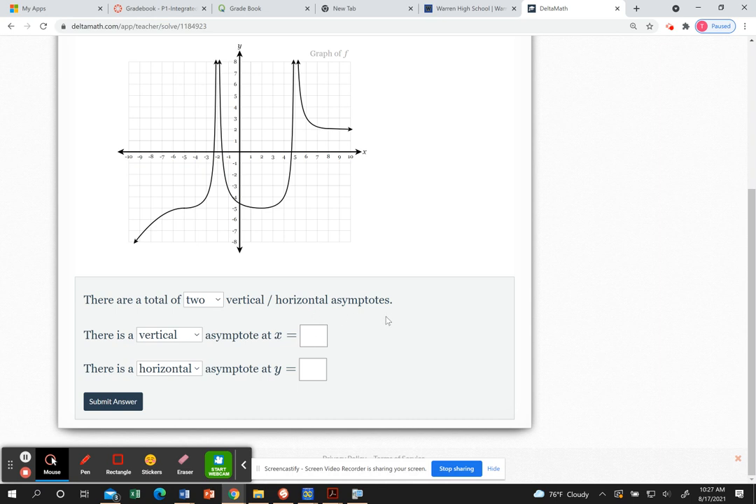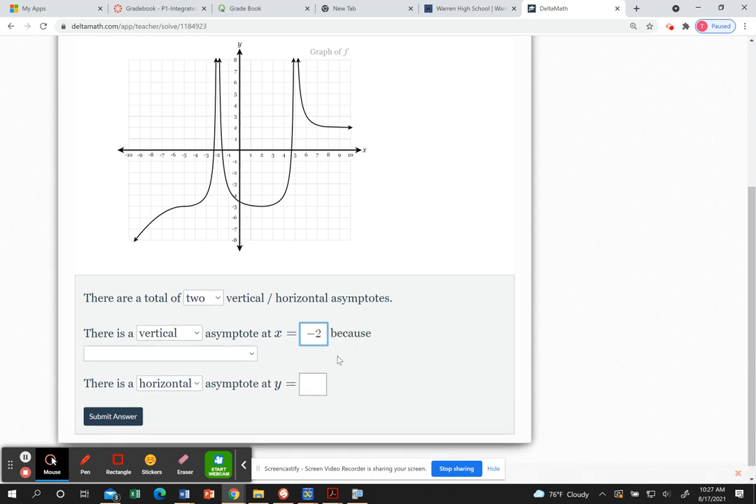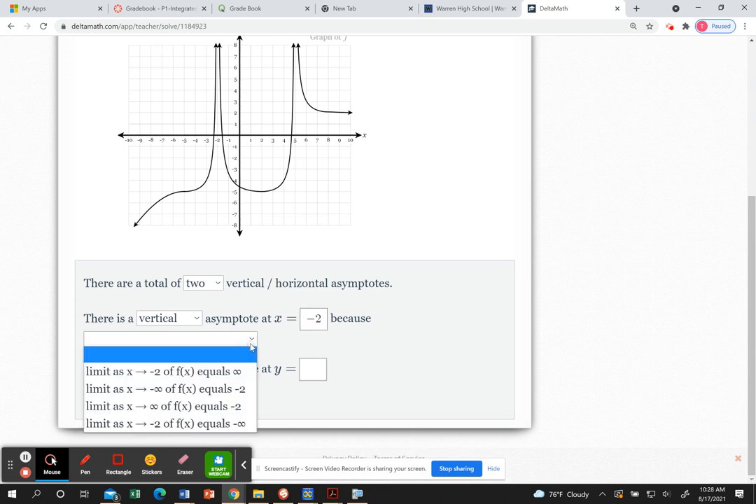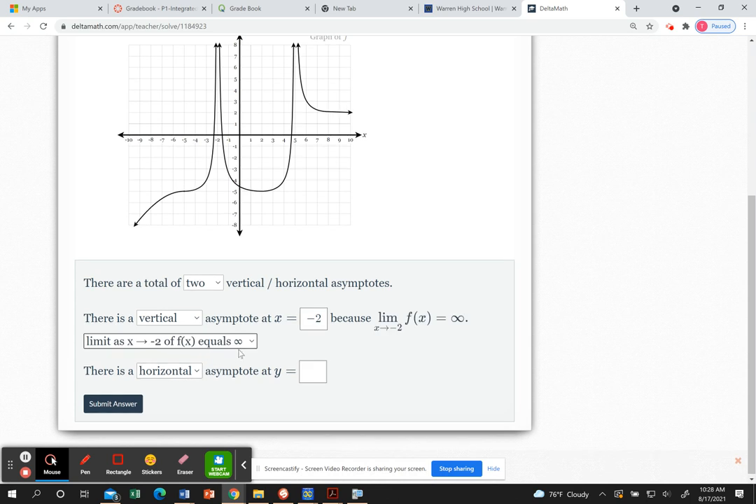And then one of them is at where? -2. And 5. Okay, so hold on. We also need to put, because as x is approaching -2, it goes to positive infinity. Do you see that? I think this is the best answer, right?